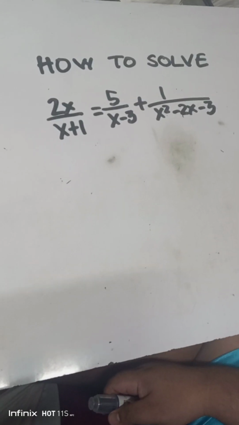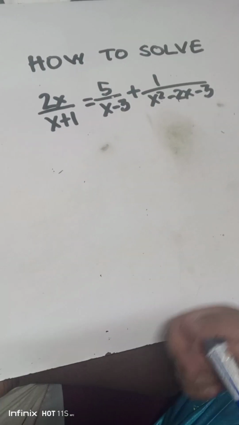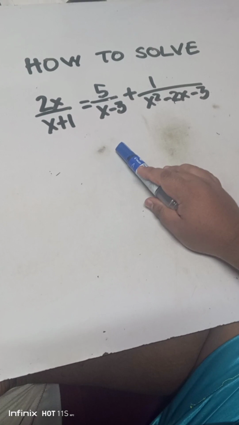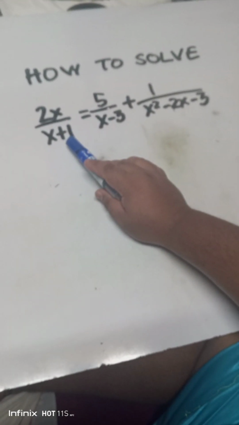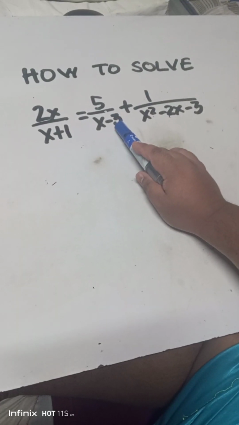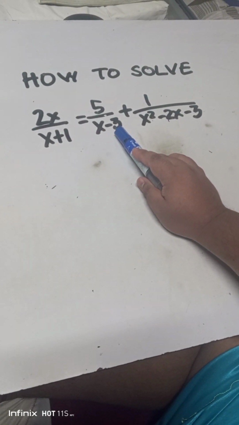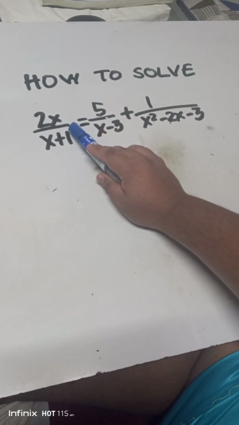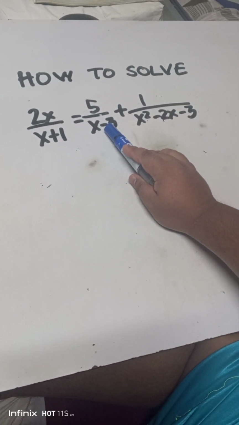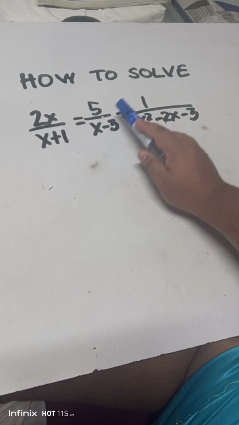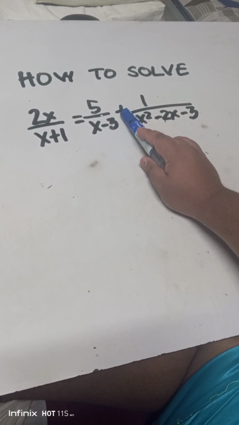How to solve this equation? To solve this equation, you need to multiply the left side by x minus 3 over x minus 3. Then multiply the first term of the right side of the equation by x plus 1 over x plus 1.